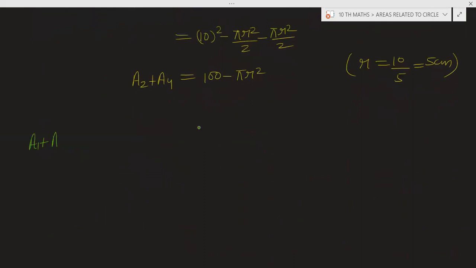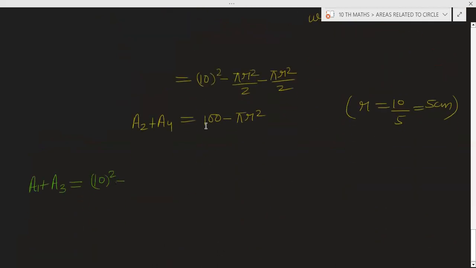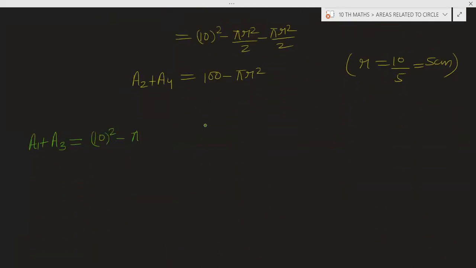So A1 plus A3 I can find. Area of square means 10 square minus area of two semicircles. That will be pi r square by 2 minus pi r square by 2, I am writing directly. So it will become 100 minus pi r square, and r is 5 centimeter.